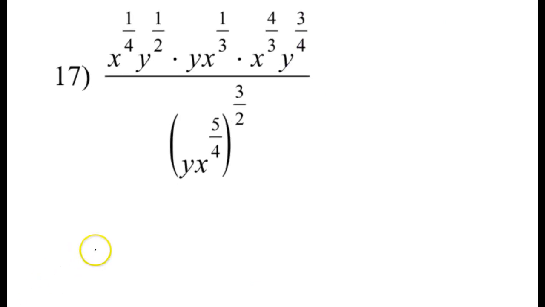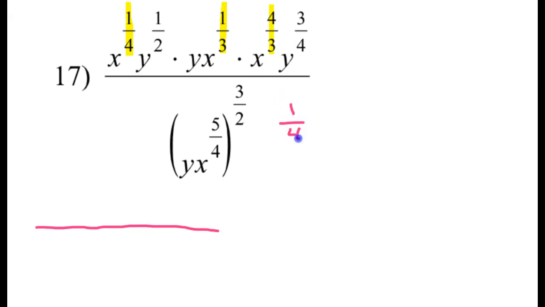Let's try number 17. Let me start with the numerator and see what I can do. Okay, man, that's a lot of stuff. I feel like maybe I should take it in stages. Maybe not. Okay, so I'm going to do all the x's. So look at these exponents of the x's. I've got 1/4, I've got 1/3, and I've got 4/3. When you multiply these together, you need to add them all.